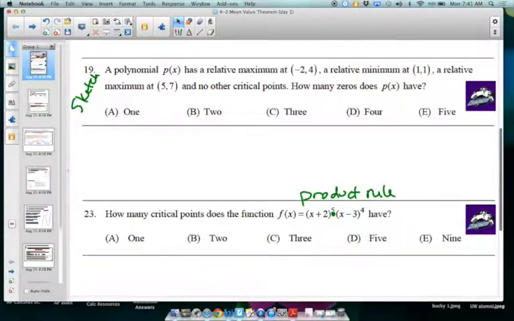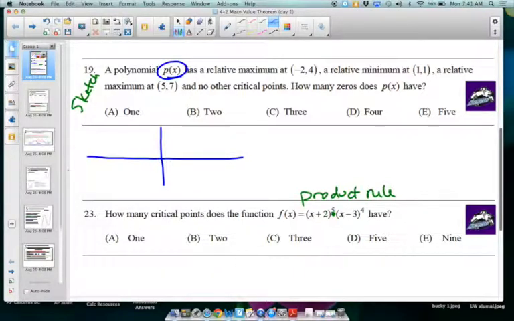Okay, so pictures are really important, right? So let's take a look at this. Polynomial p of x has a relative maximum at -2, 4. Relative maximum means what? Hill or valley? Hill. Okay? Has a relative minimum at 1, 1. So this is what I do, ladies and gentlemen.